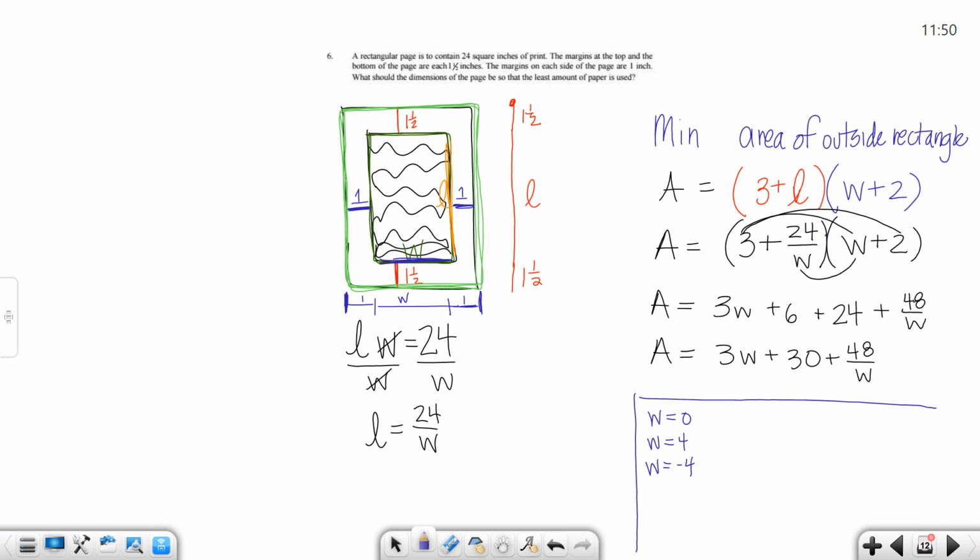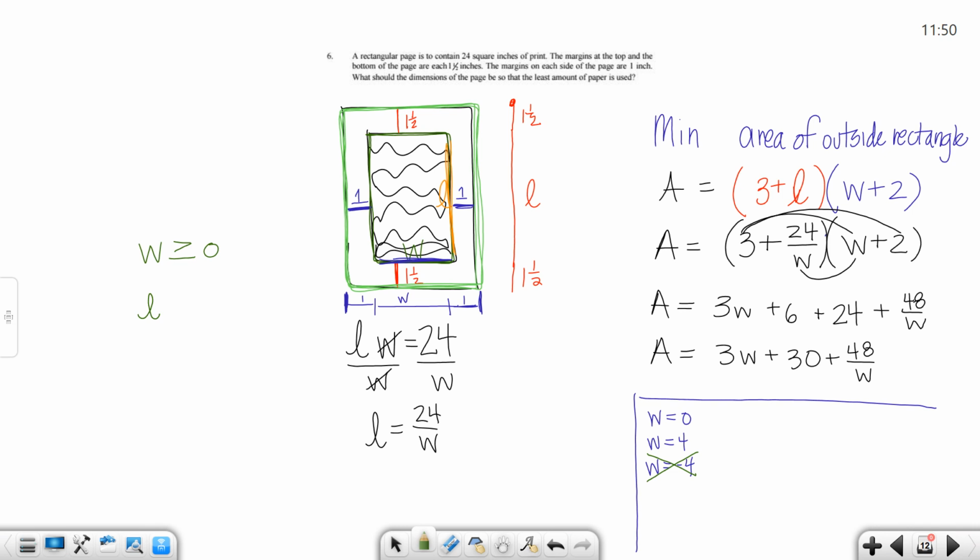Okay, let's talk about our domain for just a second. First of all, w was my variable in question, and w is a length, so w has to be greater than or equal to 0. So where I've got this negative 4 here, that's not in my domain. I can throw it out. My length can't be negative here.